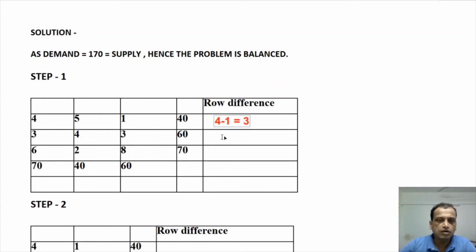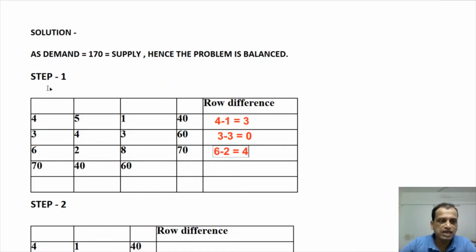Clear? What about here, the second row? What is the lowest one? Which is 3, and then again 3 minus 3 is equal to 0. Now here the lowest one is 2 and the next lowest is 6. So what we will do? 6 minus 2, which is equal to 4.